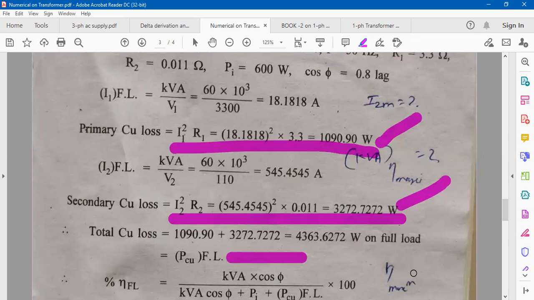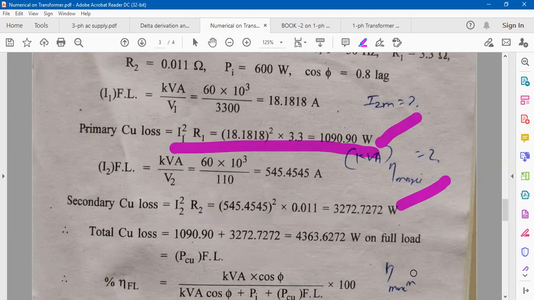Or you can calculate by referring to primary, or by referring to secondary. What is the formula for referred to primary? It's I1 square R1E. R1E is what? R1 plus R2 divided by K square. Or referred to secondary, what is the formula? I2 square R2E. And what is R2E? R2 plus R1 dash. What is R1 dash? R1 into K square. That formula we have seen a number of times.